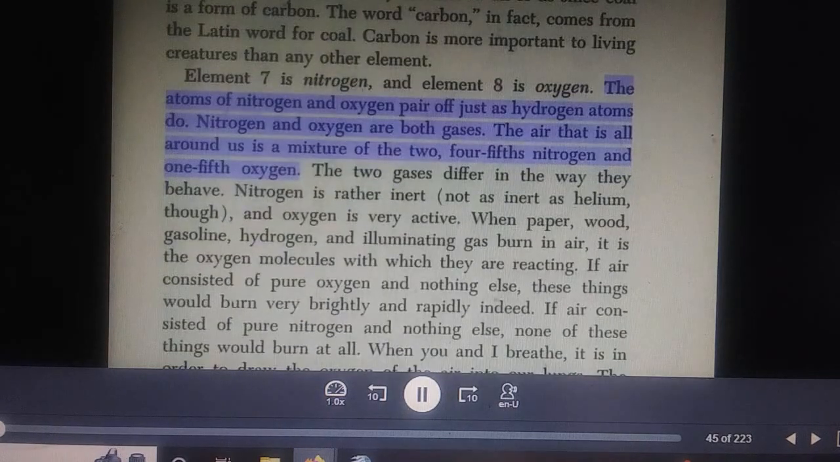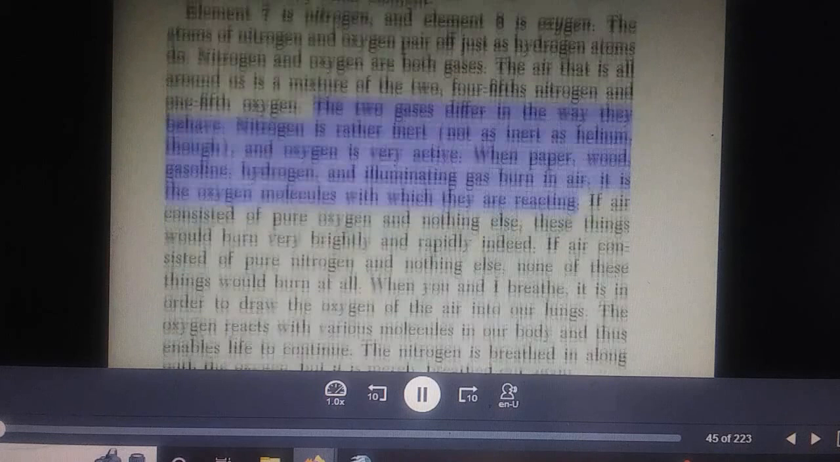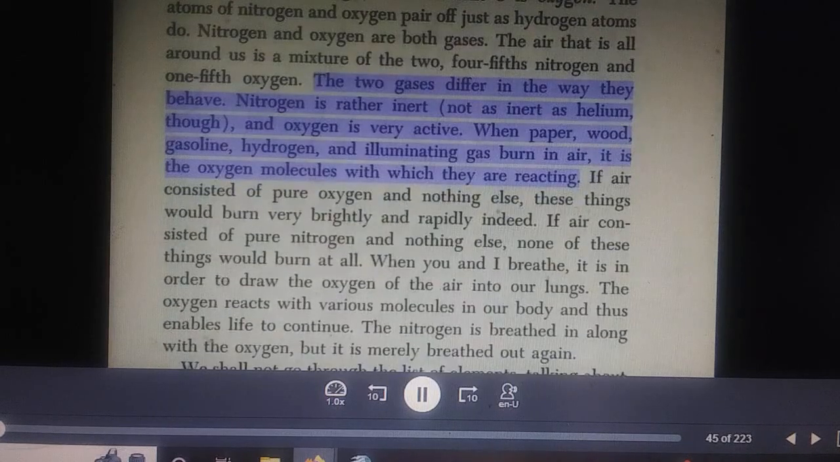The atoms of nitrogen and oxygen pair off just as hydrogen atoms do. Nitrogen and oxygen are both gases. The air that is all around us is a mixture of the two, 4/5 nitrogen and 1/5 oxygen. The two gases differ in the way they behave. Nitrogen is rather inert, not as inert as helium, though, and oxygen is very active.